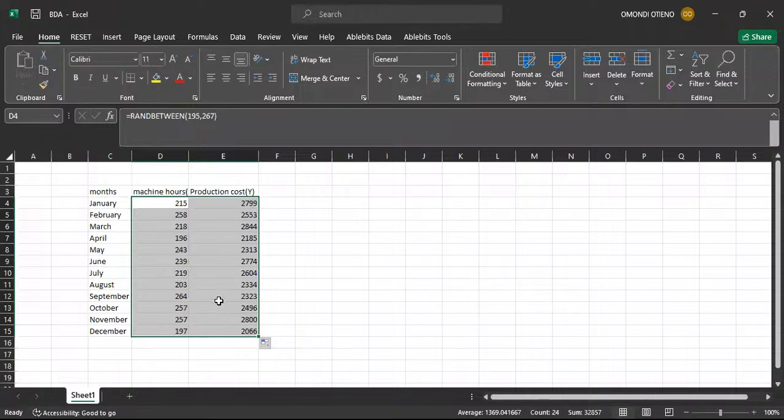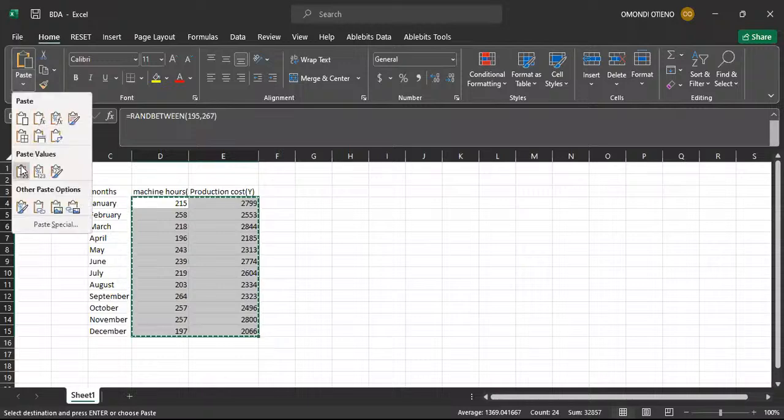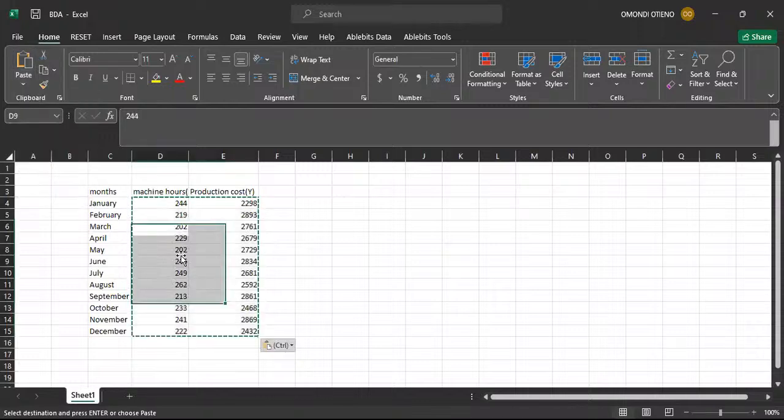I want to eliminate the formula. Just copy with Control C, then you come here and paste values. So you'll be able to have your numbers without the formula. We now have our numbers, and I've said machine hours is X, production cost is Y.